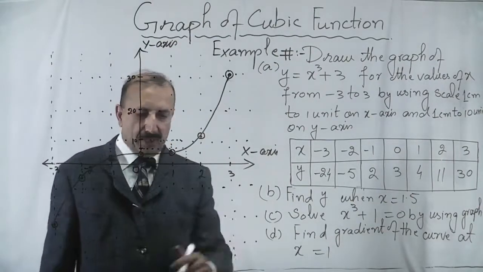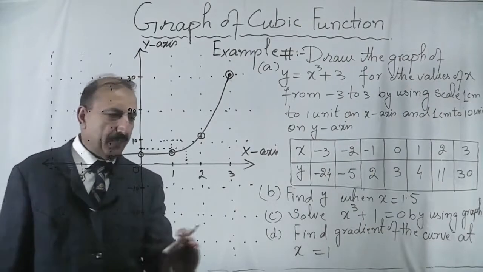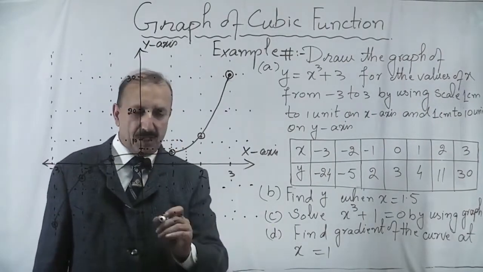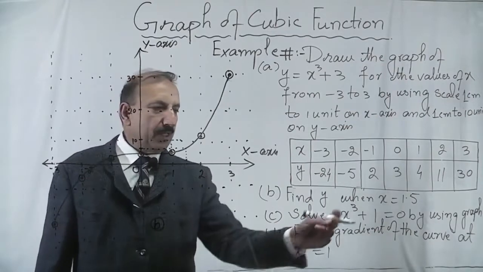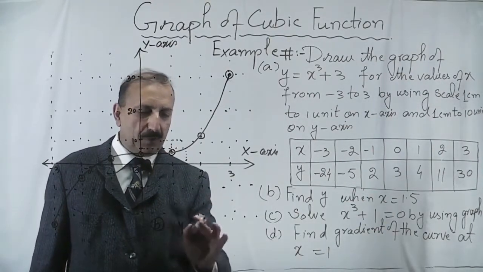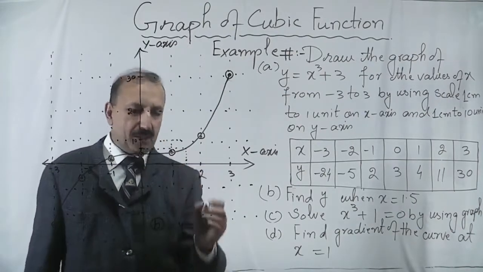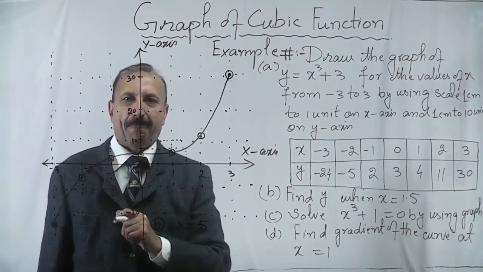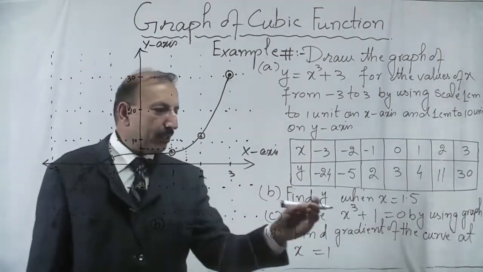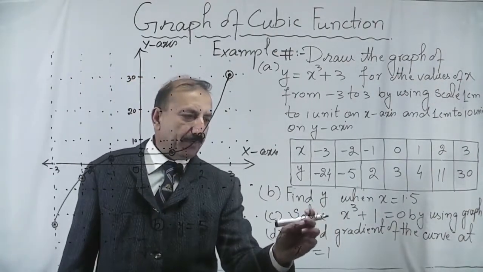We will write it in front of part B. If we are writing answers here for all these parts, for example part B, when x is equal to 1.5, then y will be approximately 5. This is the answer I have found with the help of the graph. Now let's move towards the next part.